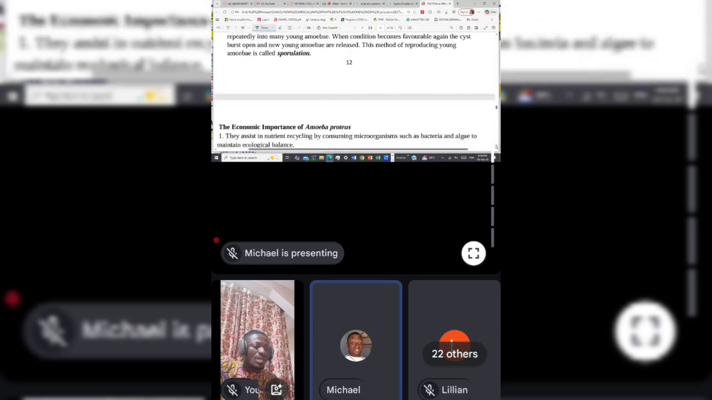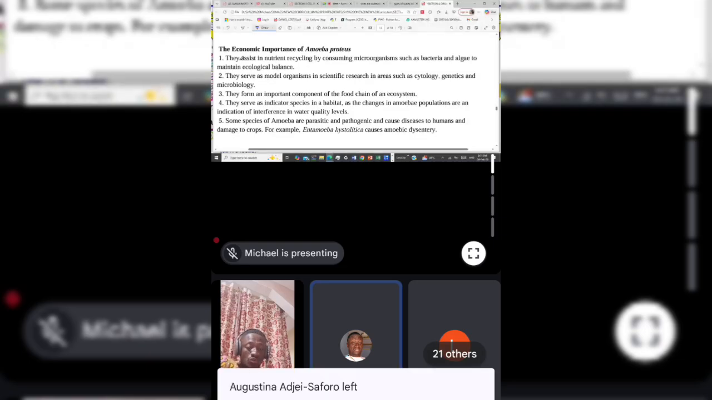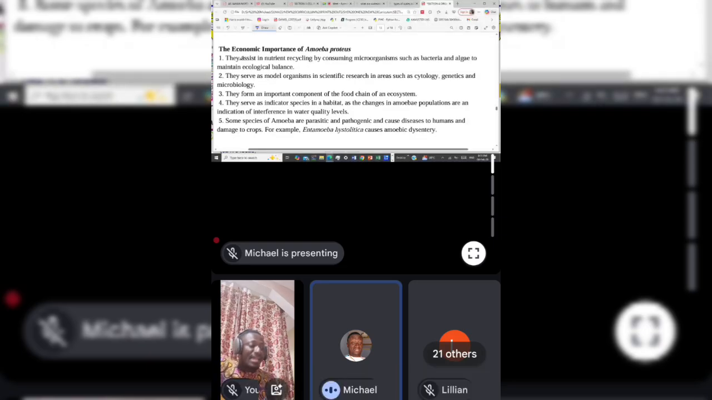Now, economic importance of amoeba, and we are done. Economic importance in biology could be good or bad. Whatever it does, if it is good or bad to you, that is its importance in the ecosystem. They assist in nutrient recycling because of how they feed. They also serve as food for other organisms, and they help such as bacteria and algae, to maintain ecological balance.